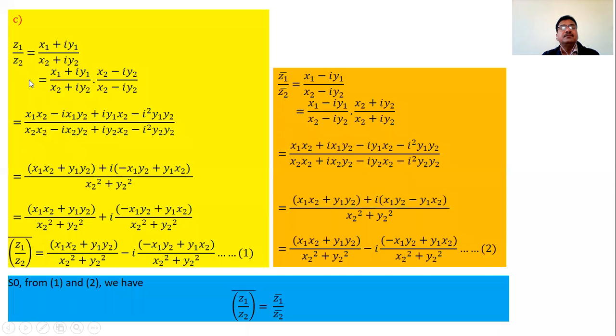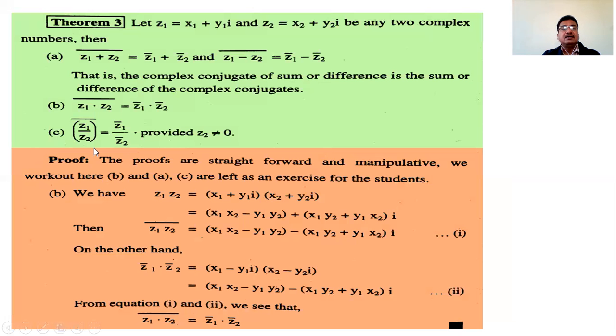Similarly, you can prove it for z1 by z2. First find z1 by z2, which is this. By rationalizing the denominator, we have this answer in the form x + iy, and then its conjugate is what? Just the minus sign right here. So this is the LHS, the bar of z1 by z2. Then find the RHS, that is z1 bar by z2 bar.